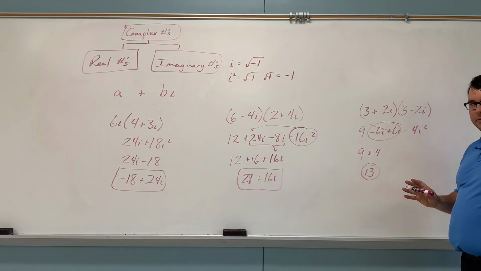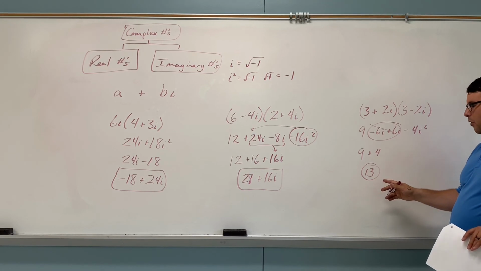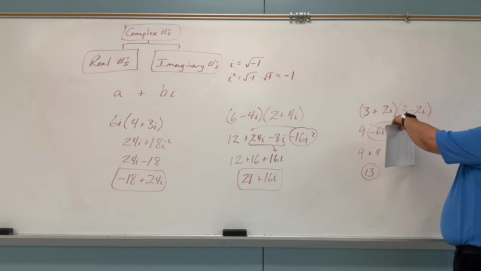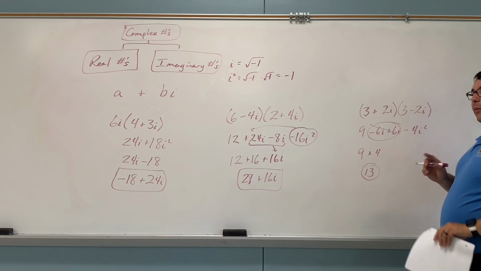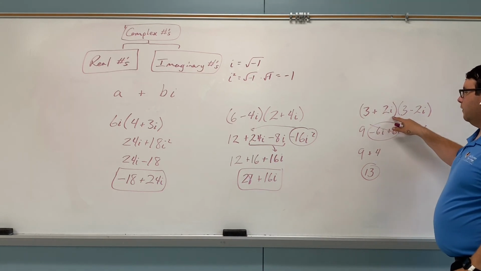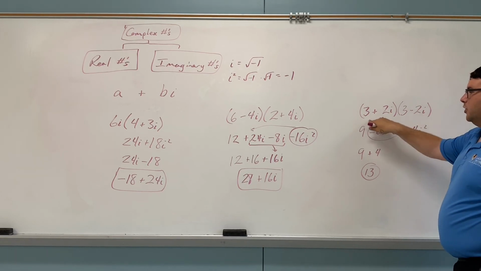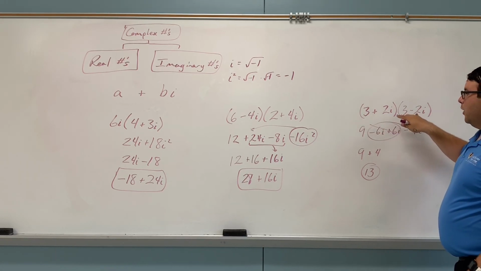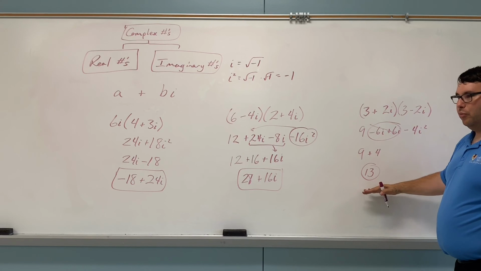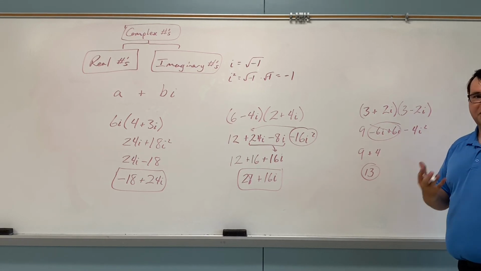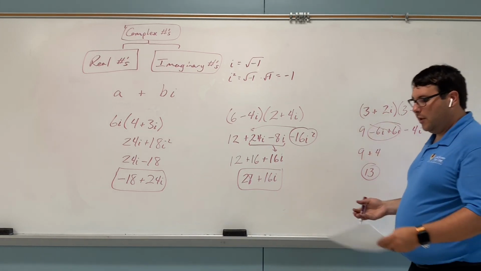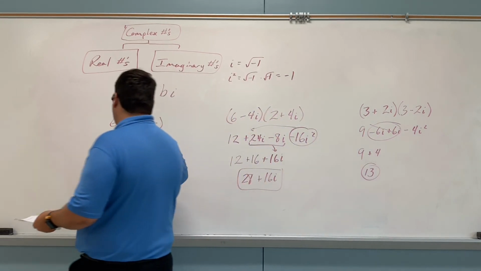Whoa, what just happened? How did I get a real value from complex numbers? What we did is we used conjugates. And so by multiplying a conjugate pair, such as what we just did, what you're actually getting is a real result. You're eliminating the imaginary value. And this is very important when we get to dividing.